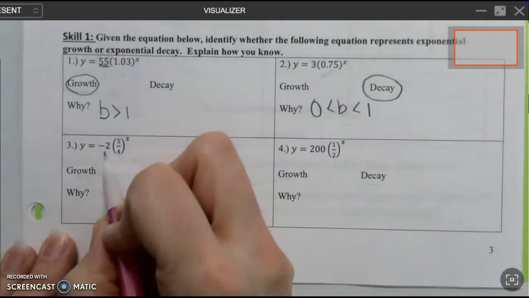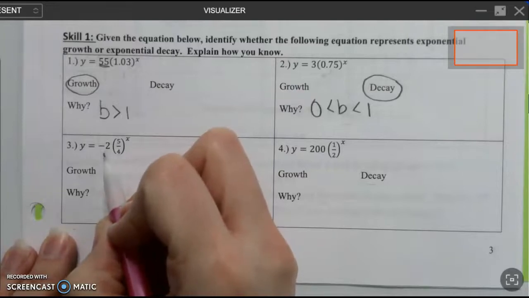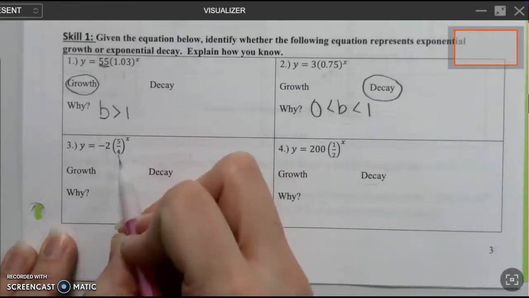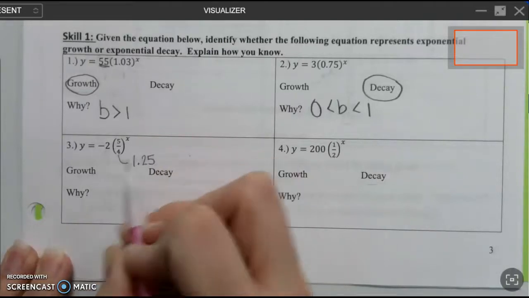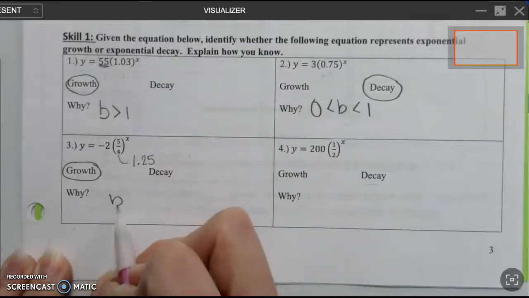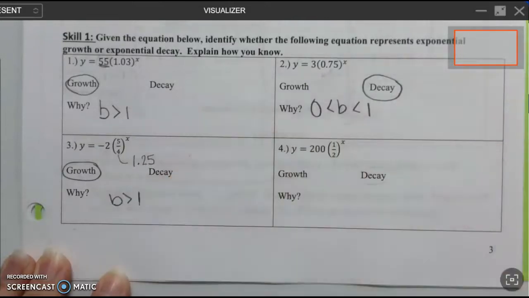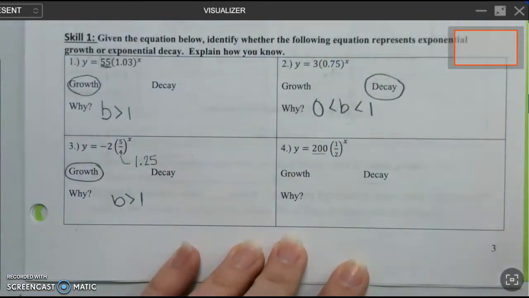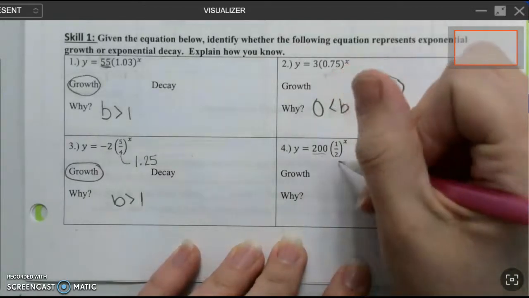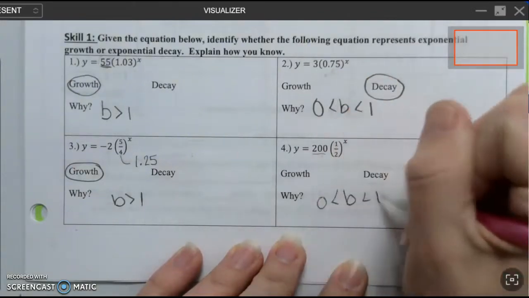Here, I finally have my negative a value, which just means it's going to be upside down. It does not tell me growth or decay. And inside here, 5 over 4 is 1.25 as a decimal, so it's a growth. b is bigger than 1. Okay, here, that 200 is way bigger than 1, but that doesn't tell me anything about growth and decay. It tells me the y-intercept. This 1/2 tells me if it's a growth or decay, and because b is a number in between 0 and 1, it's a decay.